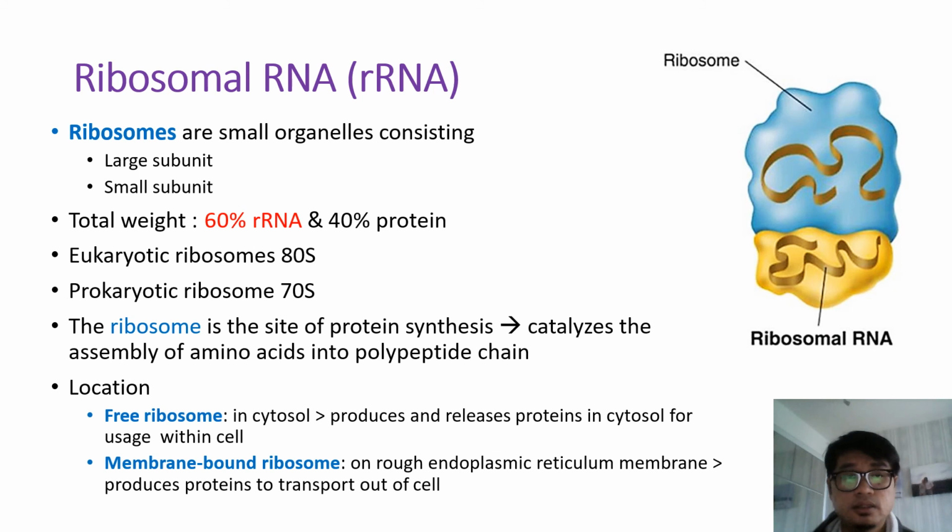All right, so we go to the ribosomal RNA. The ribosome is a small organelle which consists of a large subunit and a small subunit.